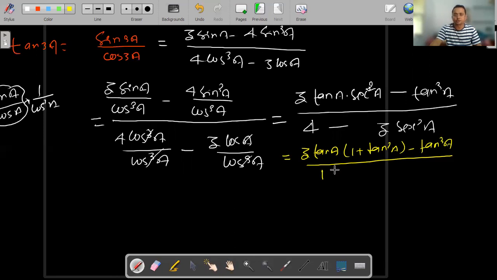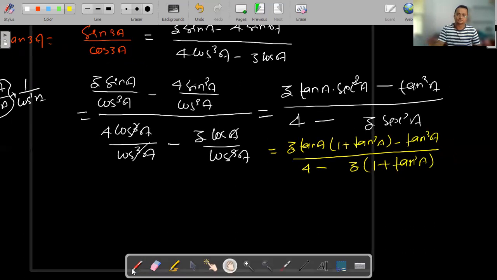And divided by 4 minus 3 sec square A. See here. 3 sec square A. Clear? Then you can also convert this sec square A here itself, if you want, then you can convert it. Better you convert. Why to prolong it? Okay. So 3, what we can write? 1 plus tan square A. Clear my point? Now just simplify that. That's it.